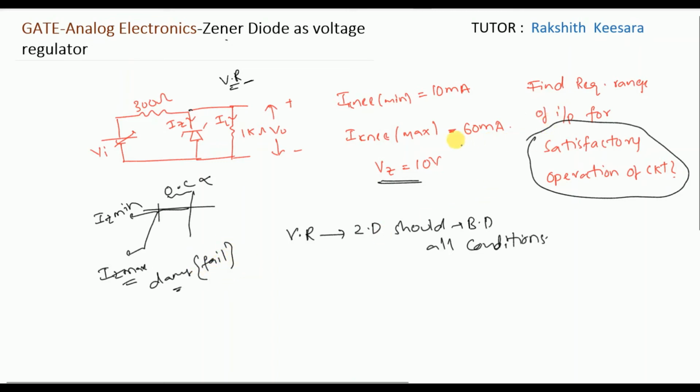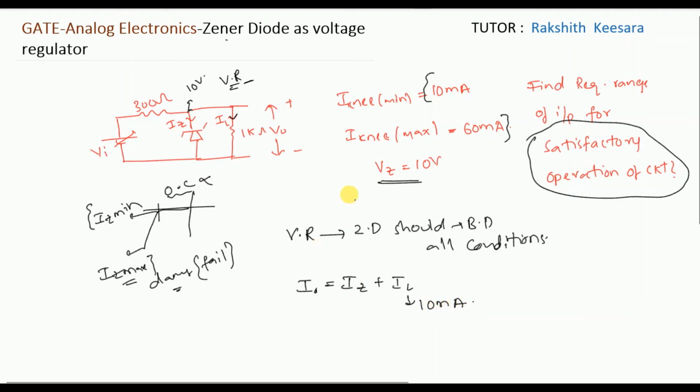So for the circuit to be in satisfactory operation, the Zener diode current should be between Iz minimum and Iz maximum. He gave the minimum current and maximum current. The current should lie between 10 milliampere and 60 milliampere. That's it. Find the required range of input for that. See, input equal to Iz plus IL. What is the Vz, guys? 10 volt since it is in breakdown. So what is the IL? 10 milliampere.